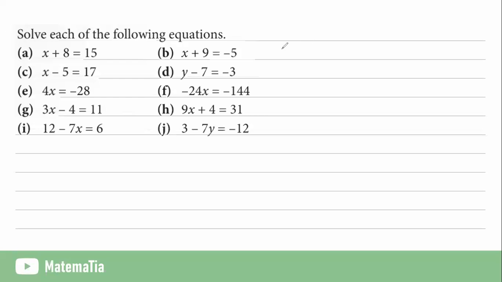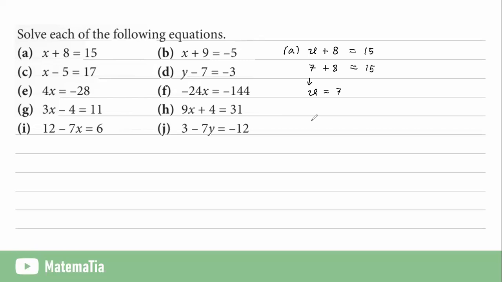Okay, first, I'm going to show you how to find a solution for question A. We have x plus 8 is equal to 15. So we may think, what number plus 8 is equal to 15? So we may pick 7, right? So 7 plus 8 is equal to 15. It means x is equal to 7. Okay, that's the first method.